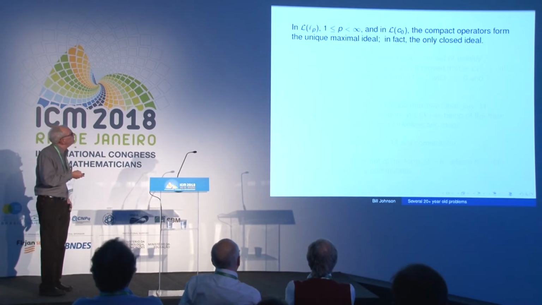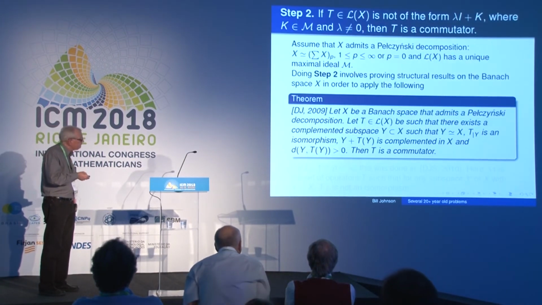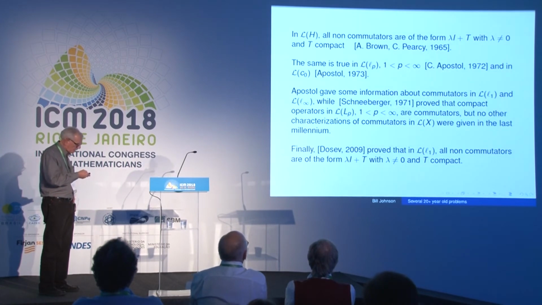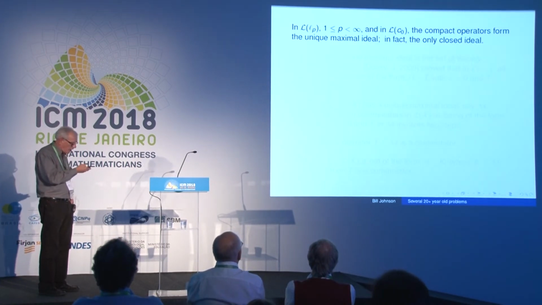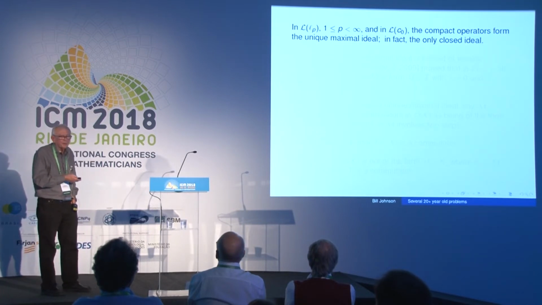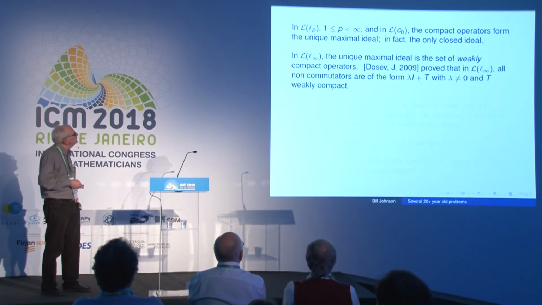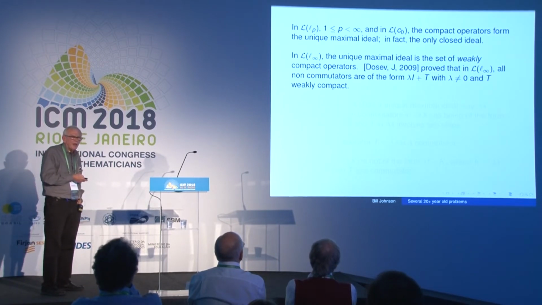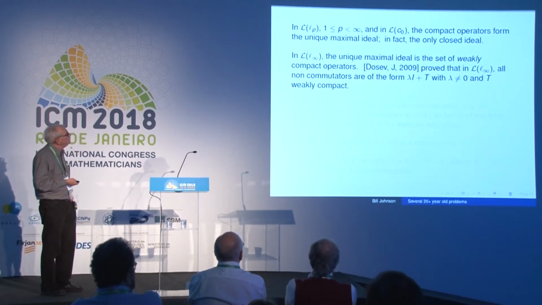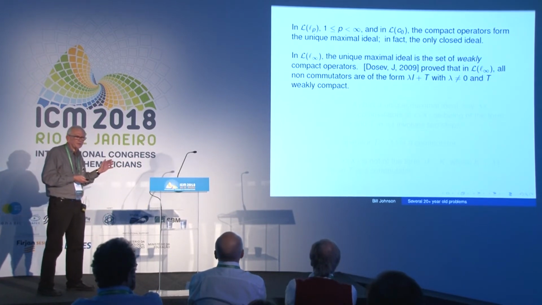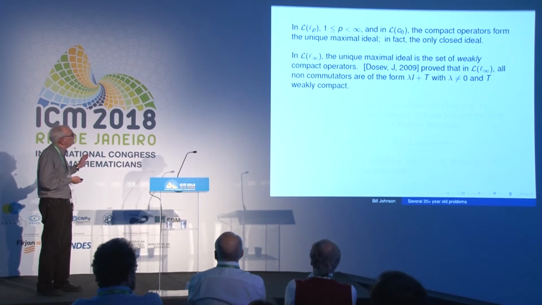Well, this is pretty easy when you're dealing in these simple spaces, because the compact operators form the unique maximal ideal. In fact, they're the only closed ideal. They're also the smallest ideal. However, if you go to a space like L infinity, it also has a unique maximal ideal, but it's the set of weakly compact operators, not compact operators. So this is quite a bit larger.